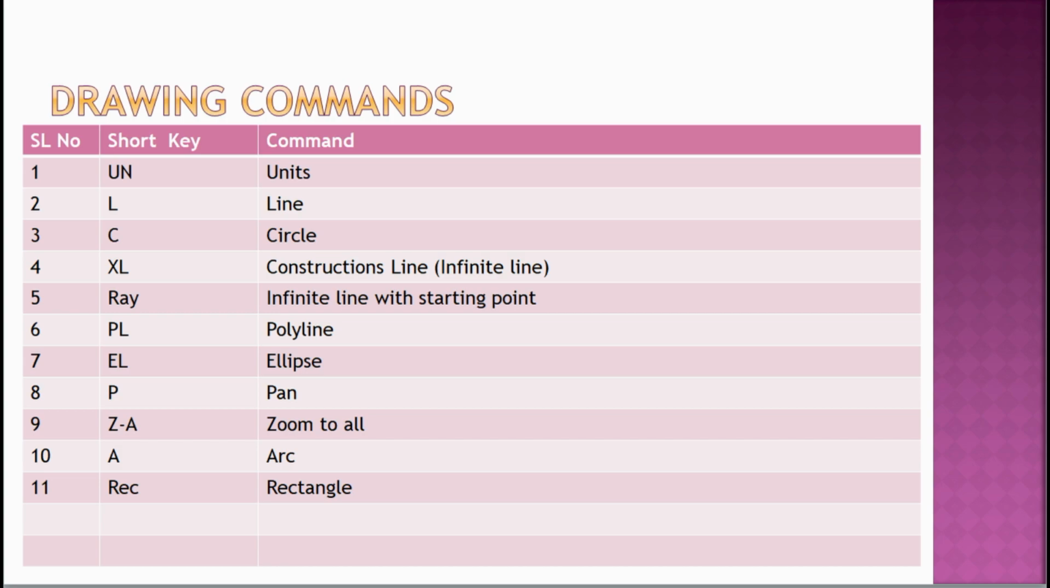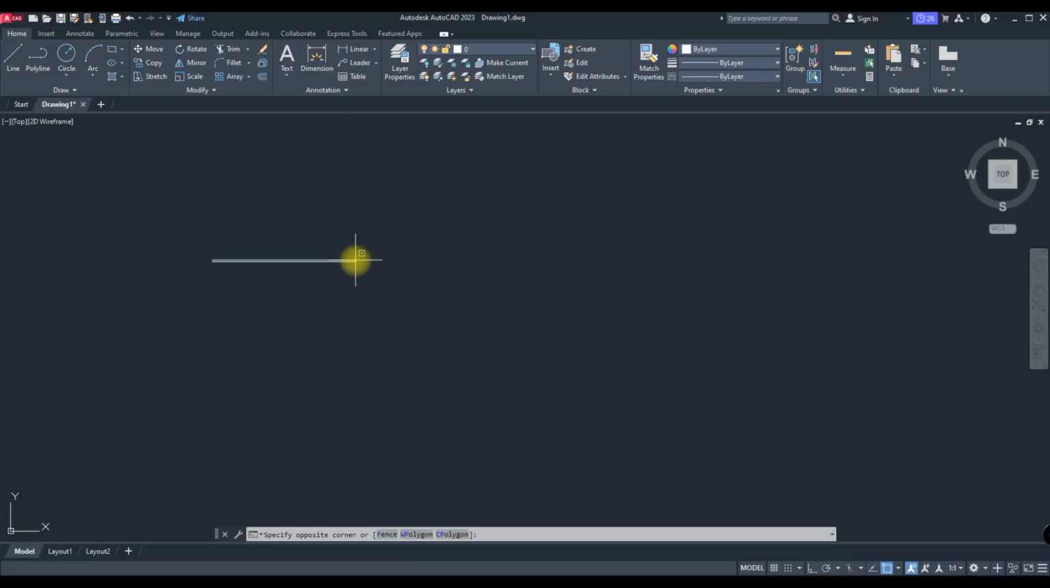Coming to the drawing commands, let me draw a line with some particular dimension. To make a straight line, I will be using ortho mode. Press F8 so that ortho mode will turn on. You can draw a straight line, either horizontal or vertical, as per your required dimension. Here I am drawing a line which is 300 by 500 dimension, so that it makes a rectangle.